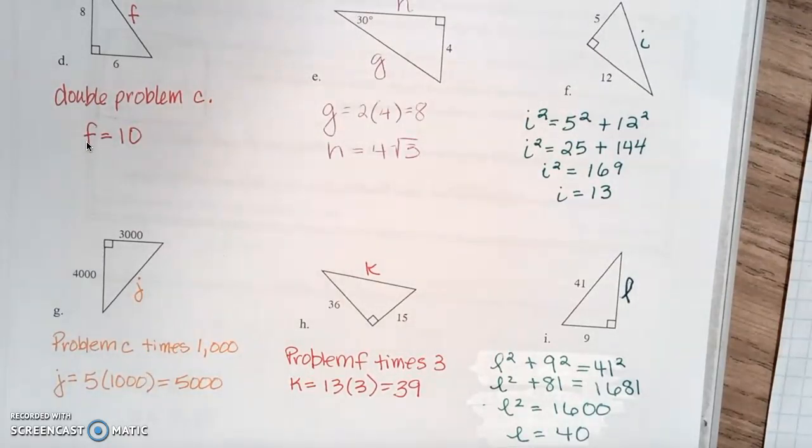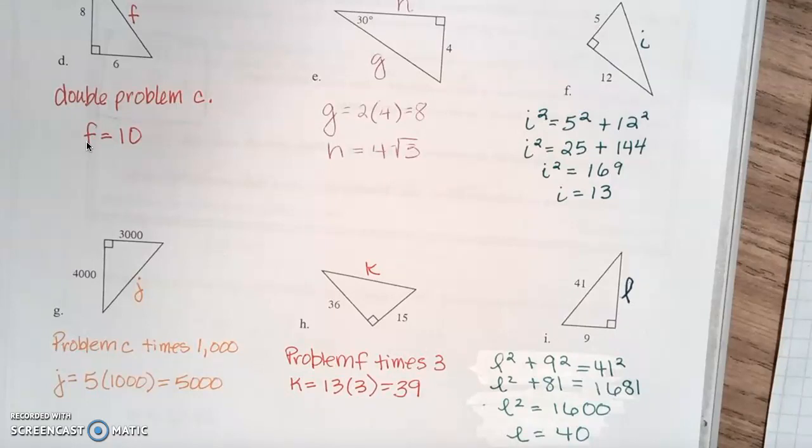Triangle G. Triangle G looks really huge. It has 3,000 here, 4,000 here. But if you realize, it's just the same as problem C, just multiplied by 1,000. If you look back up at C, this short leg was 3, the longer leg was 4, and the hypotenuse was, what was the hypotenuse up on C?